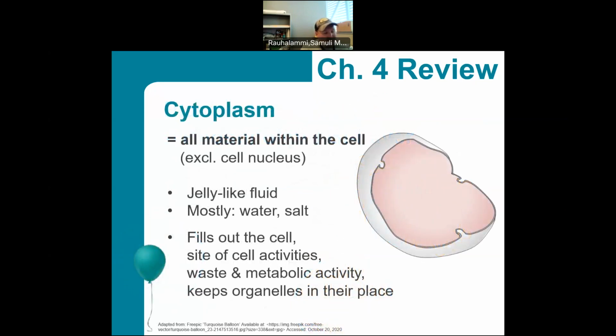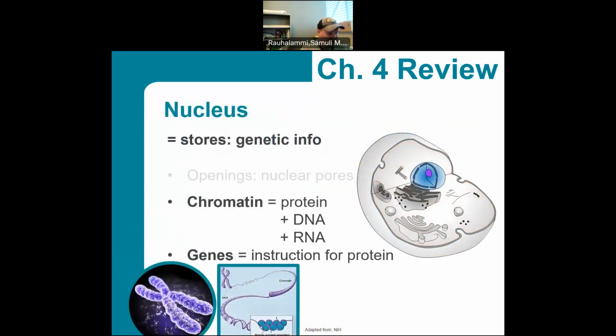The inside of the cell is filled with cytoplasm. Cytoplasm is really all the material within the cell, excluding the cell nucleus. It's kind of this jelly-like fluid, mainly made of water, salts, and so on. It fills the cell, giving it its shape and holding things in place, providing a place for a lot of processes to happen. Another cell structure, the nucleus.